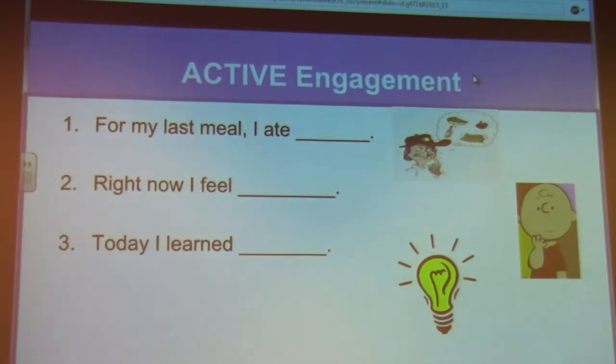Here is the first sentence. For my last meal, I ate blank. Please take time to fill in this blank. Here is the second sentence. Right now, I feel blank. Please take time to fill in this sentence. Here is the third and final sentence. Today, I learned blank. Please take time to fill in this last sentence.